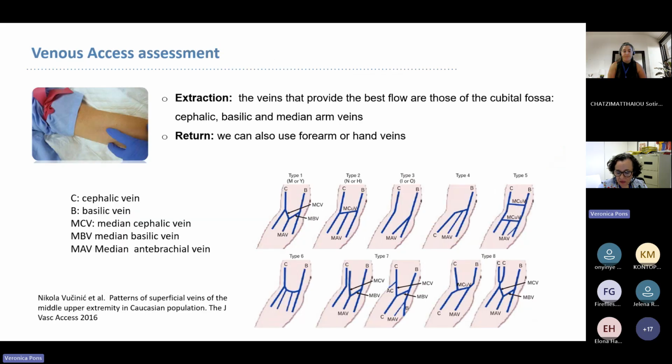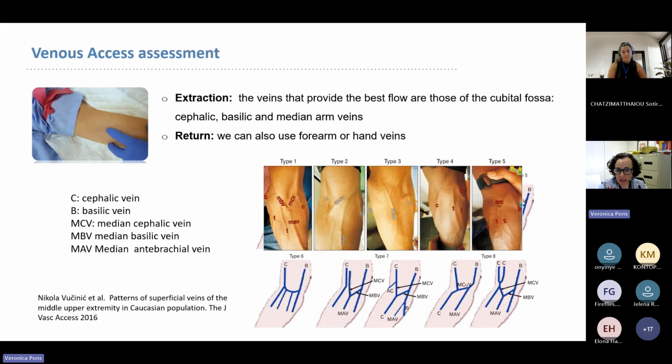The veins in the cubital fossa are better candidates for extraction. As you can see in this image, there are different patterns of superficial veins. In these pictures it's very clear, but I think it's not the case in our patients, of course. So sometimes it's more difficult than in these pictures.